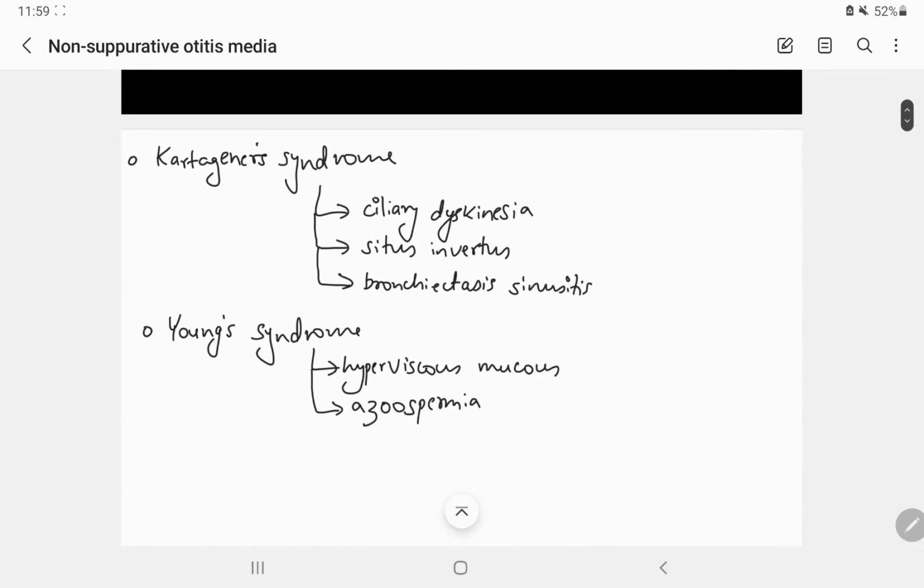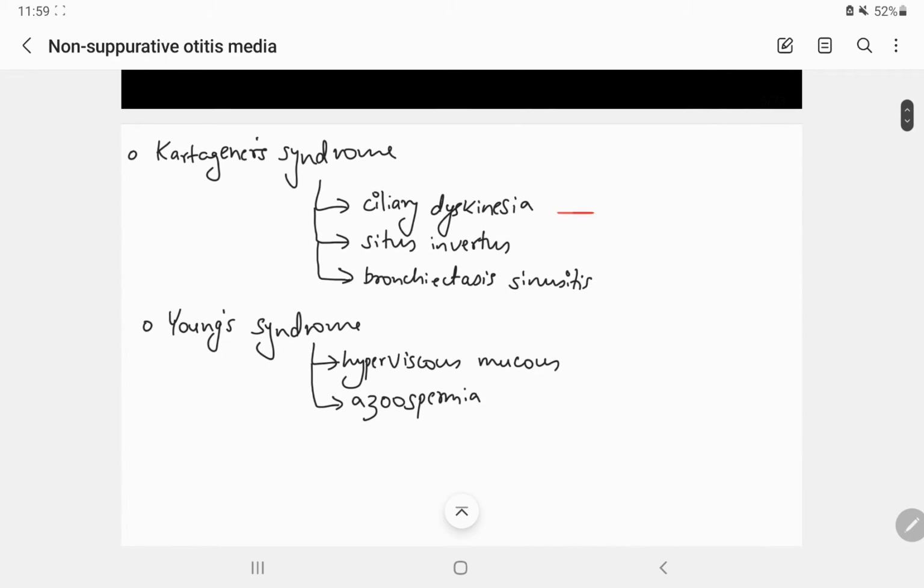So let's get down. What is Kartagener syndrome? It's like a collection of diseases, right? There are many diseases going on in Kartagener syndrome. So that includes ciliary dyskinesia, meaning the cilia.